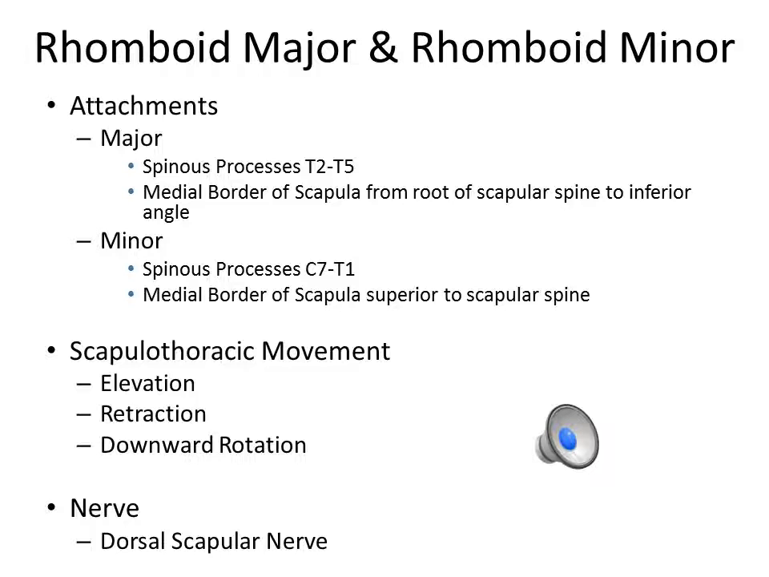The rhomboid major's attachments are the spinous processes of T2 through T5 and the medial border of the scapula from the root of the spine to the inferior angle of the scapula. Rhomboid minor's attachment sites are the spinous processes of C7 through T1 and the medial border of the scapula superior to the scapular spine. The movements of the rhomboids at the scapular-thoracic interface are elevation, retraction, and downward rotation. The nerve that innervates the rhomboids is the dorsal scapular nerve.